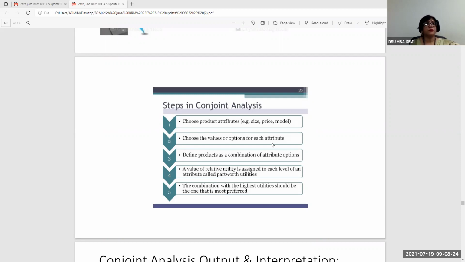So it is about giving different options to customers and asking them to indicate their preference. So it is not just one attribute. For example, it is a general belief that people would try to take value for money. So value for money is a generic statement.